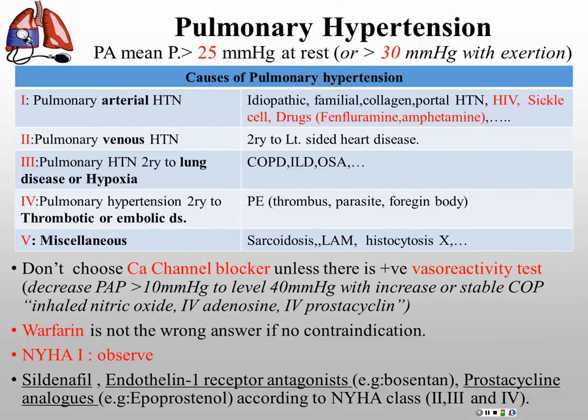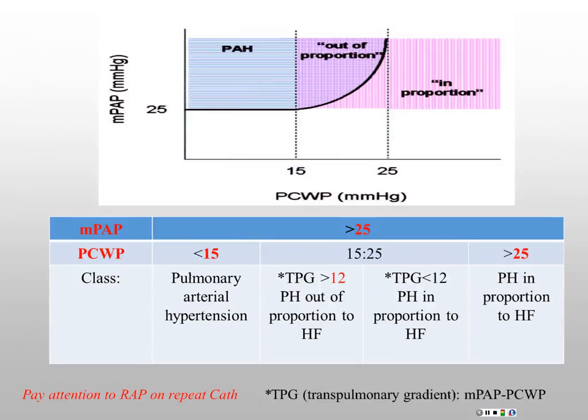We choose a treatment depending on the stage. For NYHA class 1, we just observe. For 2, 3, and 4, we start choosing oral medicine. By class 4, you may have a drip. Just remember the heart cath.